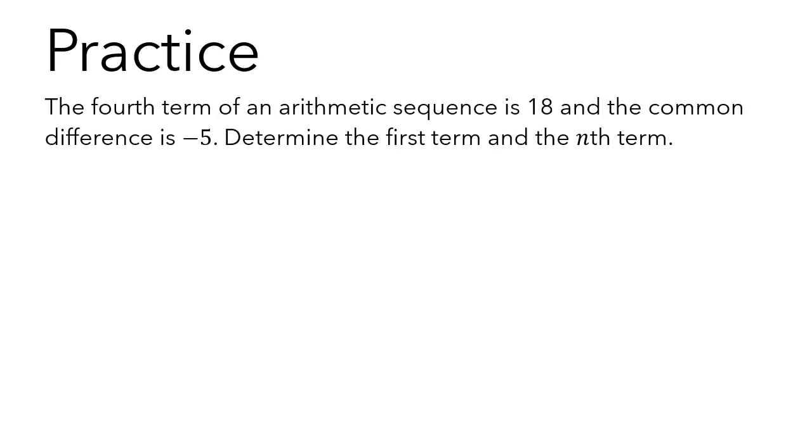The fourth term of an arithmetic sequence is 18, and the common difference is -5. Determine the first term and the nth term. So let's write out what we know. The fourth term is going to be 18, and the common difference is -5. We're looking for the first term and the nth term, or the general formula. So let me just write out the general formula: un equals u1 plus n minus 1 times d.